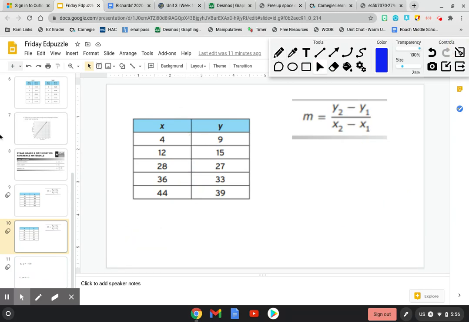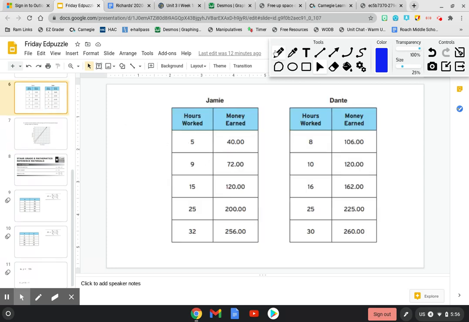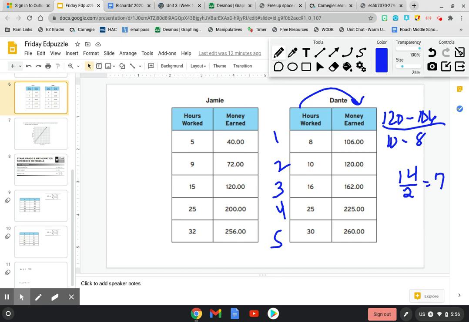Dante, it said his line passed through 50, and I wanted to know why. So I'm going to take his and do the formula y2 minus y1 from my star chart. And so y2 is 120, y1 is 106, x2 is 10, and x1 is 8. So if I do that, I get 14 over 2, which is 7. They are telling me to multiply by 7. Well, if I multiply by 7, 8 times 7 is 56. 10 times 7 is 70.